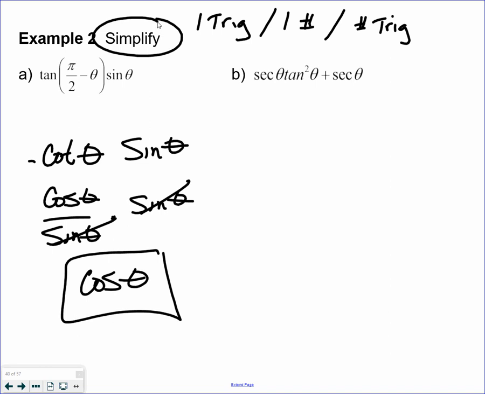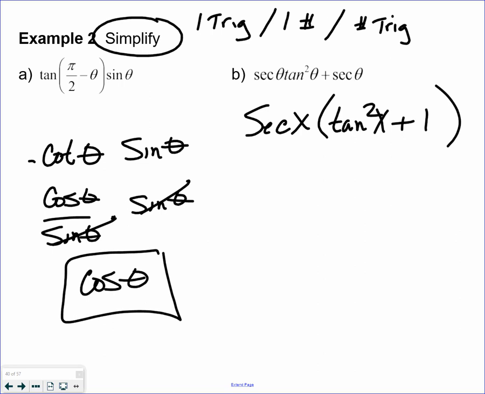So this has a secant theta. So I'm going to take out like a greatest common factor. Do this again. I'm going to take out a secant out of both. So I took basically like a GCF. I took a secant x out of both. And again, I'm just using x's because it's easier to write an x than it is to write a theta. Tangent squared x plus 1 is a trig function.